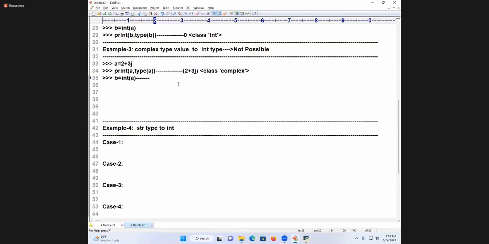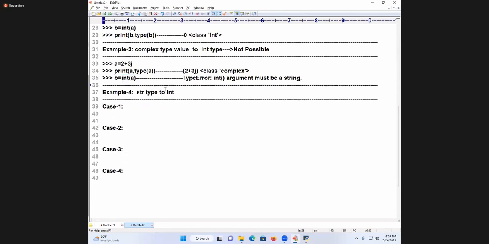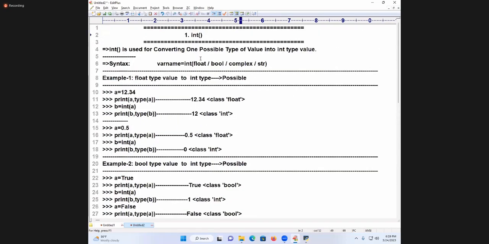Special symbol J. That special symbol J will be considered as what? Alphanumeric. Alphanumeric values cannot be converted into which type? Int type. Careful. Once you understand one technique, you can easily answer the other techniques.